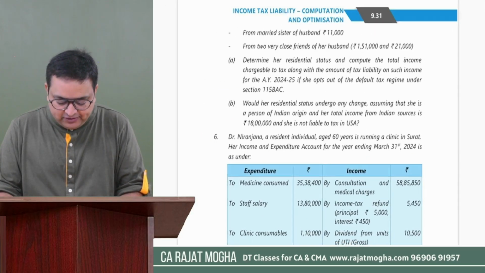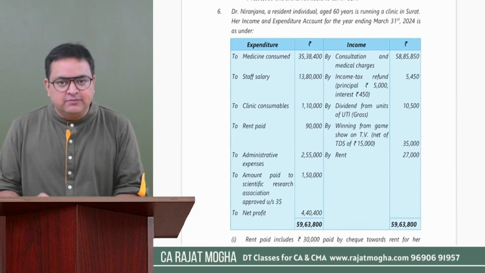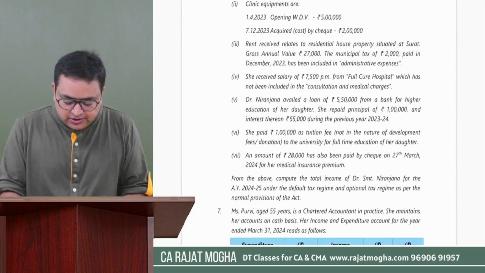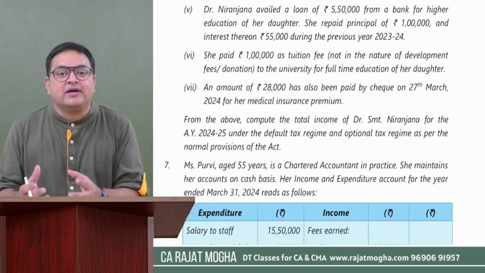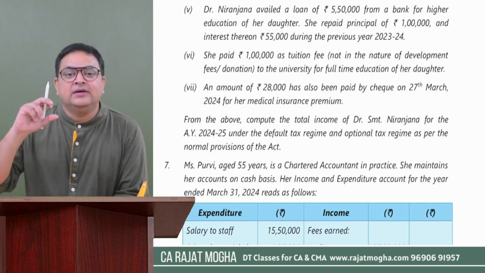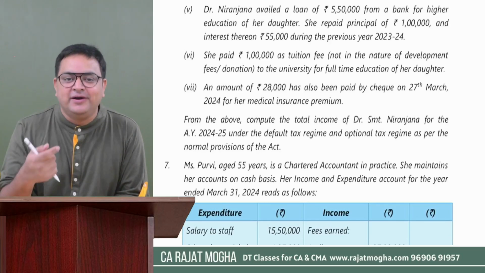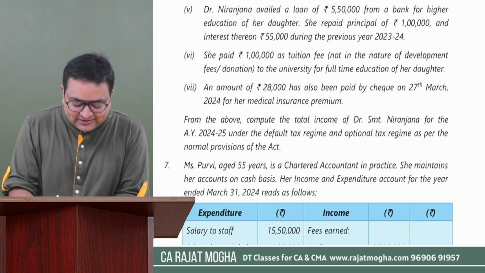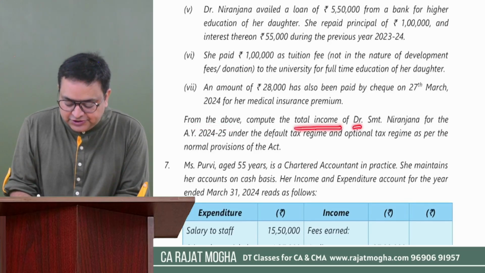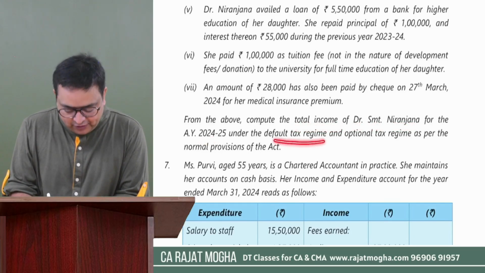This is page number 9.31. How should you proceed with this total income question? First things first, before reading this question, you should know what the examiner requires from you. So first of all, come to the last line, so that while reading the question you have in mind the requirement of the examiner, correct? This question says, from the above, compute the total income of Dr. Srimati Niranjana for the assessment year 24-25 under the default tax regime.